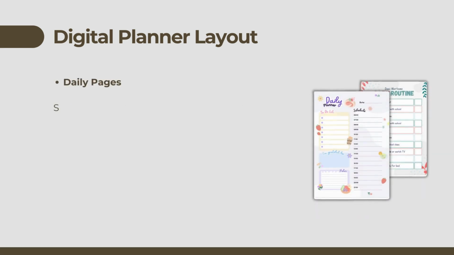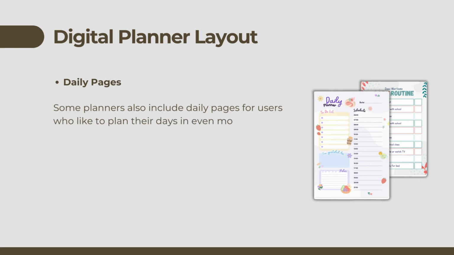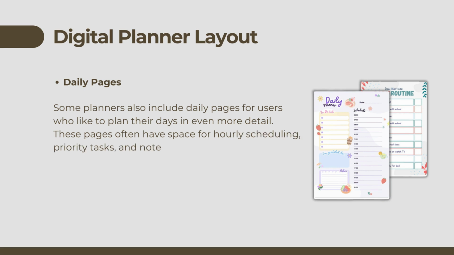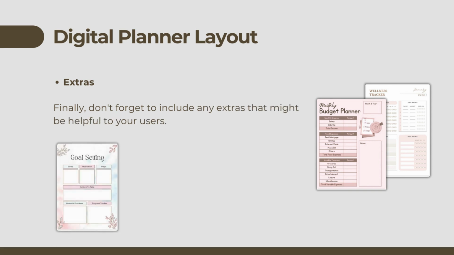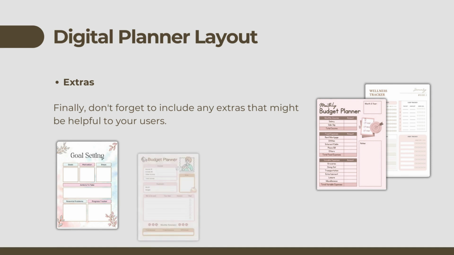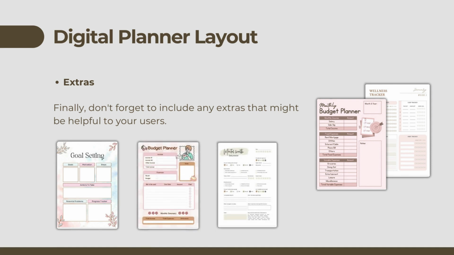Daily pages. Some planners also include daily pages for users who like to plan their days in even more detail. These pages often have space for hourly scheduling, priority tasks, and notes. Extras. Finally, don't forget to include any extras that might be helpful to your users. This could include things like goal-setting pages, habit trackers, budgeting templates, and more.